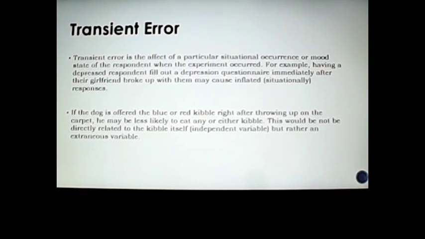So for example, if the dog had been eating either the blue or red kibble but had thrown up on the carpet shortly prior to that, they might be less interested in either the blue kibble without it actually directly being related to the independent variable. So this type of error would be a transient error.